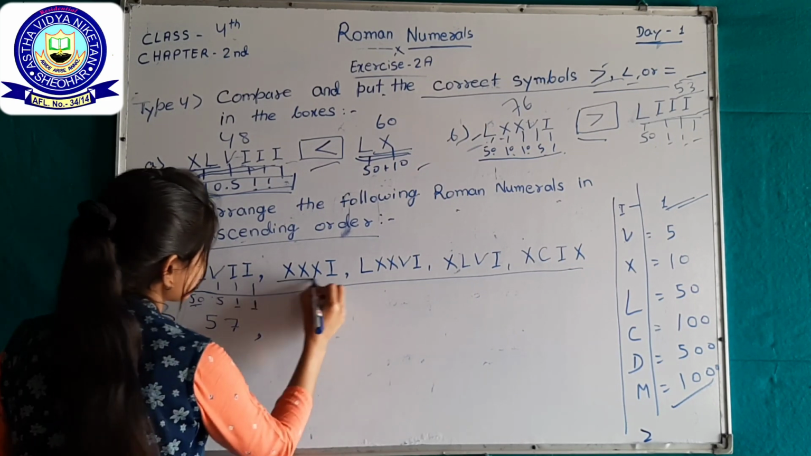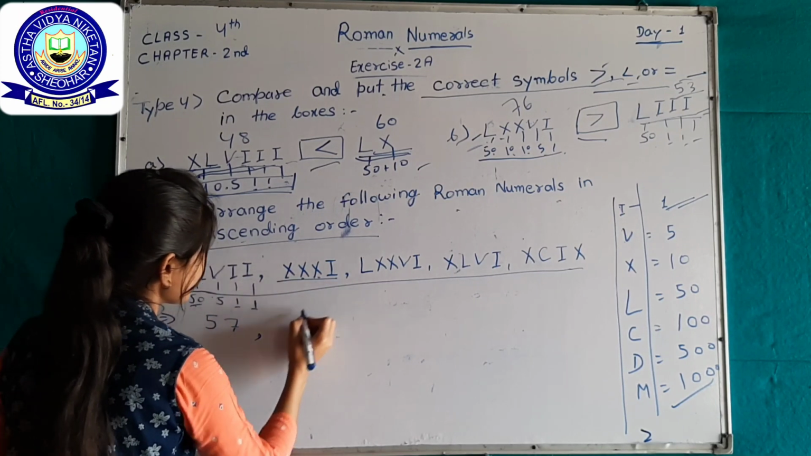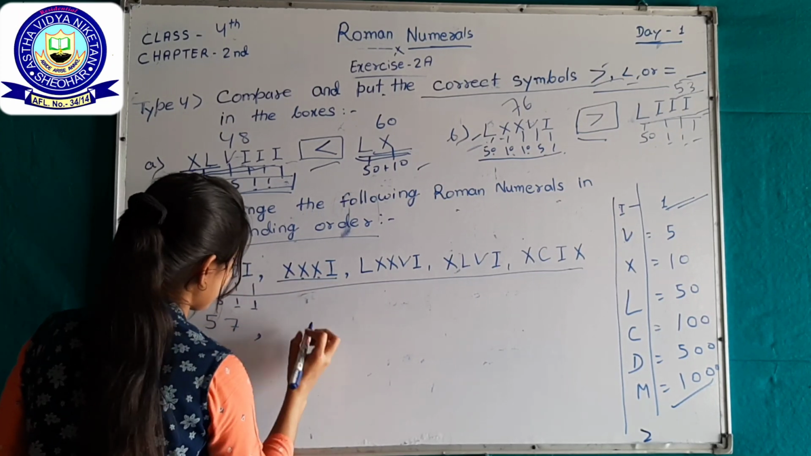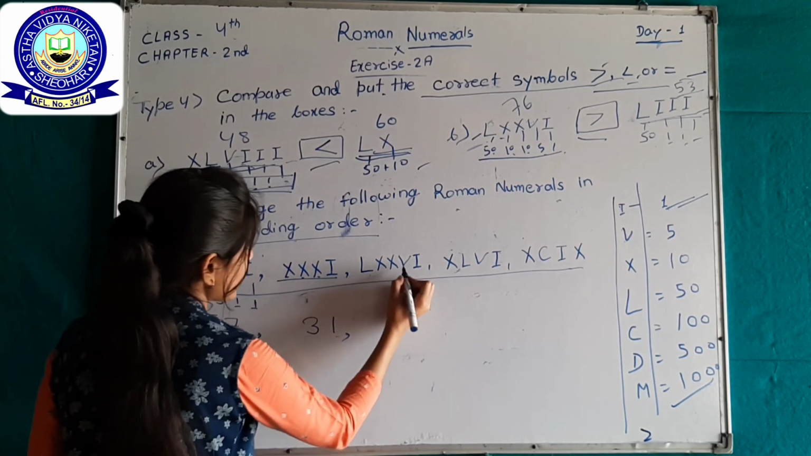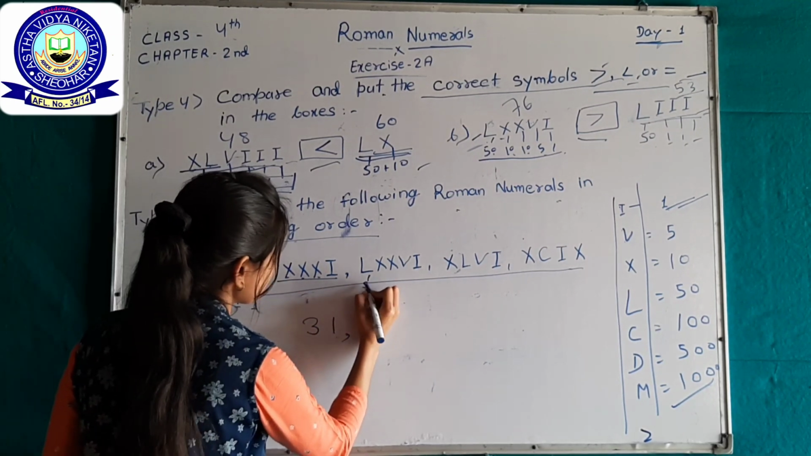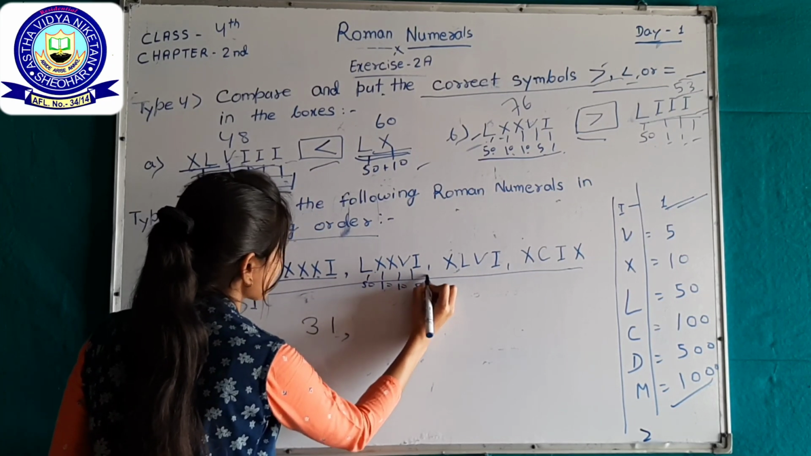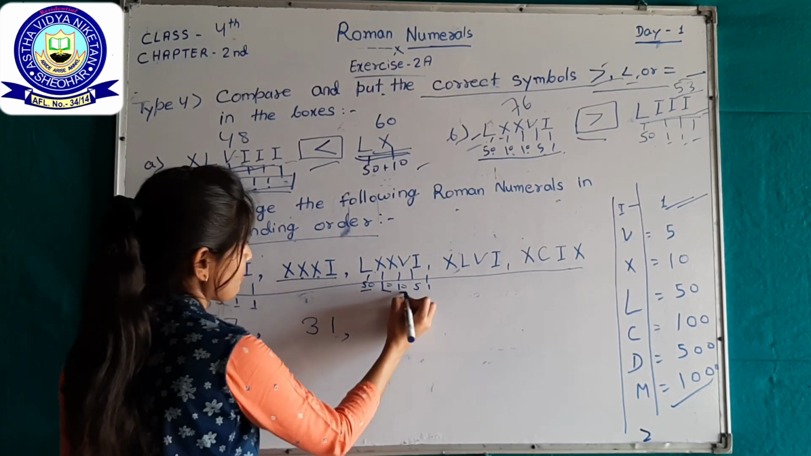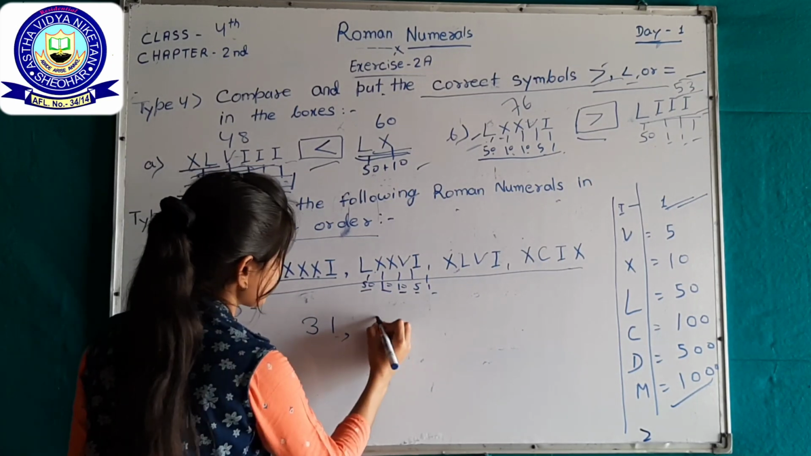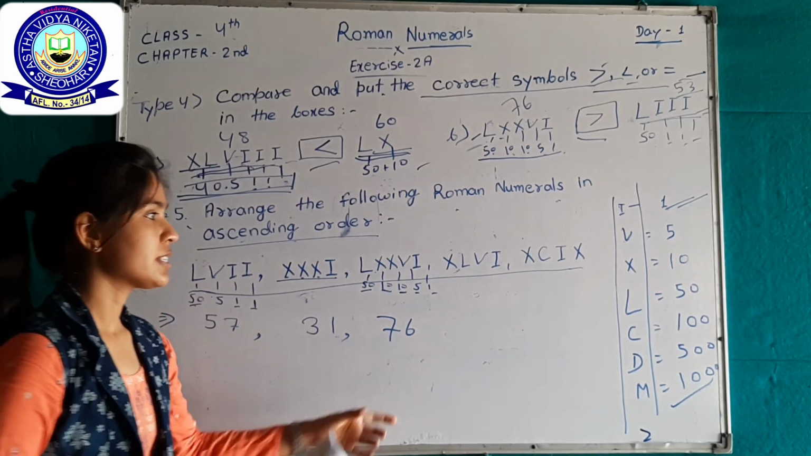And the value of this XXXI: X means 10 plus 10, 20 plus 10, 30, 31. Here is LXXVI. L means 50, X means 10, this X means 10, V means 5 and I means 1. 50 plus 10, 60, and this 10 for 70, 75 and 76. The value of LXXVI equals 76.